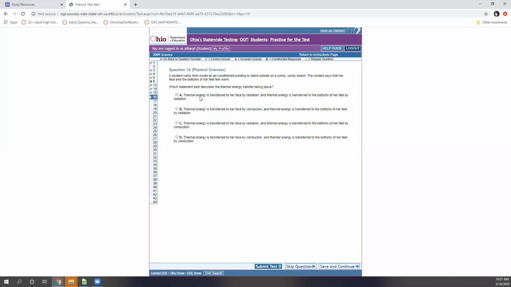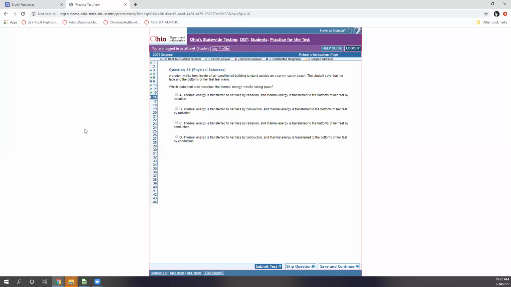Is thermal energy or heat transferred to her face by radiation, and heat is transferred to the bottoms of her feet by radiation? Heat is transferred to her face by convection, and heat is transferred to the bottoms of her feet by radiation. Heat is transferred to her face by radiation, and heat is transferred to the bottoms of her feet by conduction. Or thermal energy or heat is transferred to her face by conduction, and thermal energy is transferred to the bottoms of her feet by conduction.